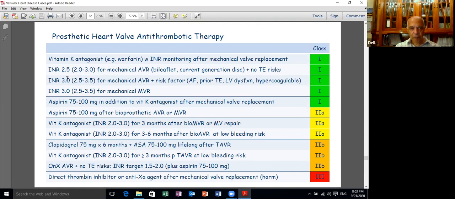An INR of 2.5 for mechanical aortic valve replacement, bileaflet or current generation, with no thromboembolic risks. And the thromboembolic risks mean atrial fibrillation, prior thromboembolism, left ventricular dysfunction, or evidence of hypercoagulability. Now, the goal of INR is 3 for mechanical aortic valves with the risk factors that I just mentioned, or mechanical mitral valve. In the American guidelines, they insist on adding to the anticoagulants a low dose of aspirin.